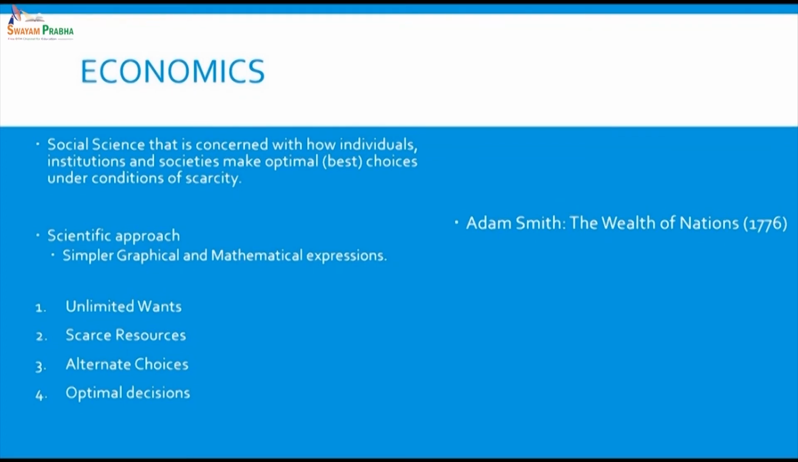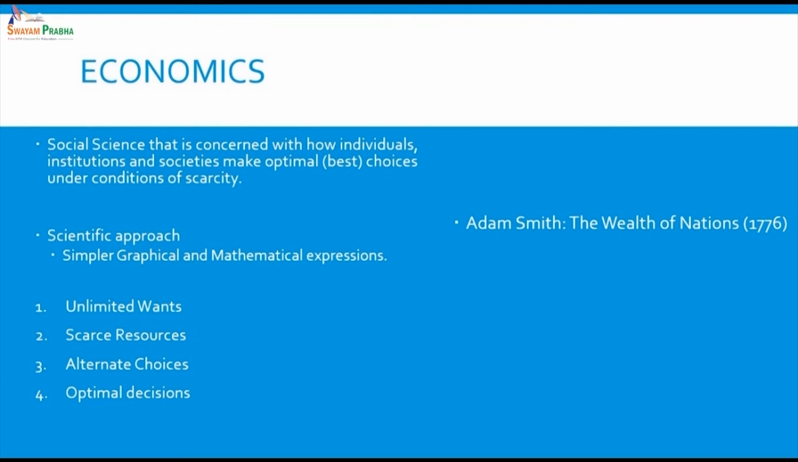Now, it is on you how you are going to decide which choice, which bundle, which combination of commodities or goods you will avail. You will either buy or you will supply. If you are a producer, you will supply. If you are a consumer, you will buy. So this decision making should be optimal.